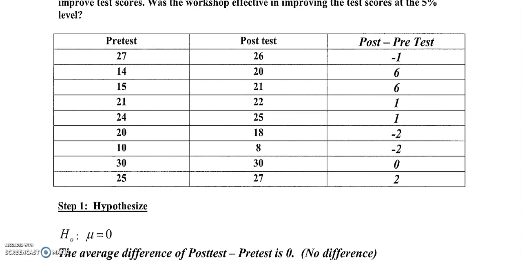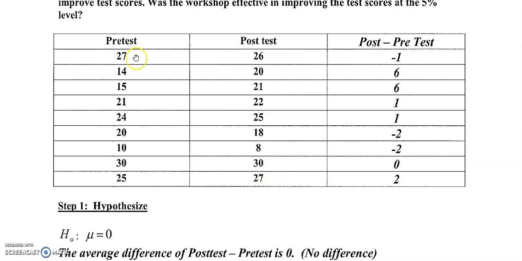Now, what was given were the pre-test scores, which were 27, 14, 15, 21, 24, 20, 10, 30, and 25. And then the post-test scores, which are 26, 20, 21, 22, 25, 18, 8, 30, and 27.